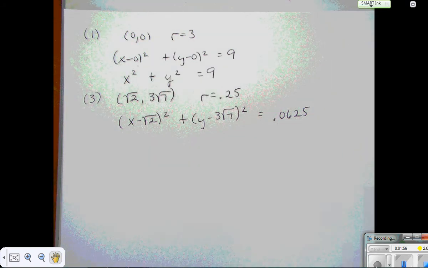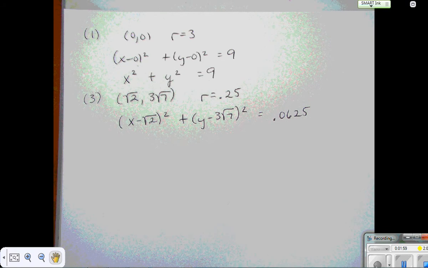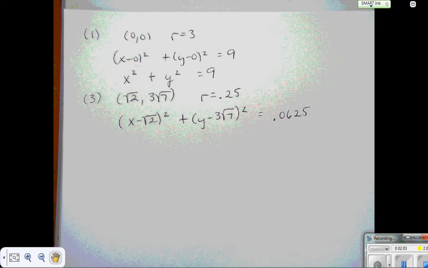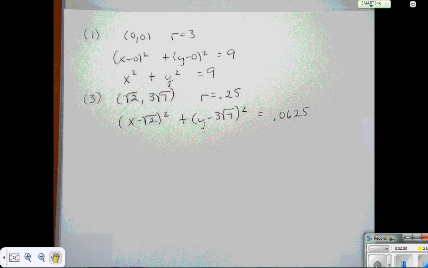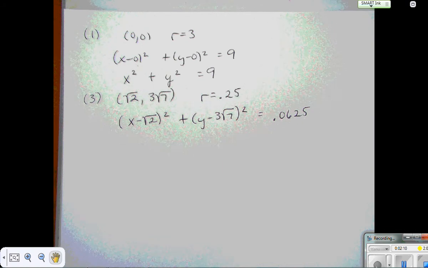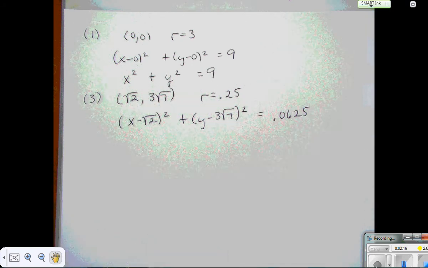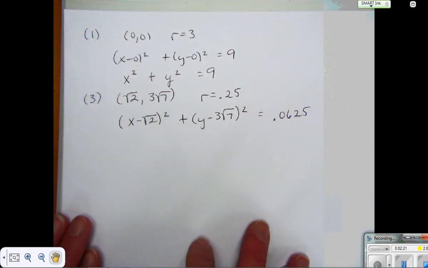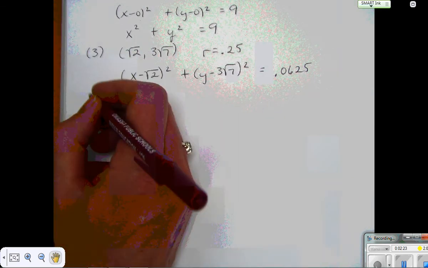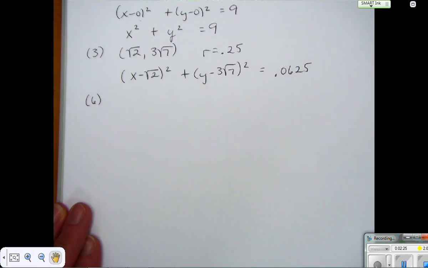Okay, so looking at the next part, it says give the center and the radius of the circle. Graph the circle for numbers 4, 5, and 6. So 4 and 5, they're already in standard form, right? So on number 4, the center is (0, 0). The radius is 12. On number 5, the center is (-3, -7), and the radius is 9. So those aren't too bad. Let's look at number 6. We're going to rewrite it in standard form, and then we're going to give the center and the radius.